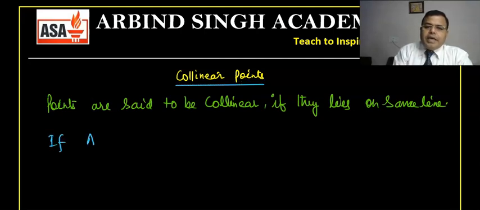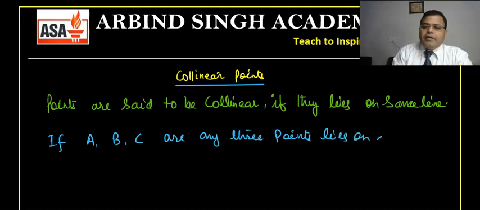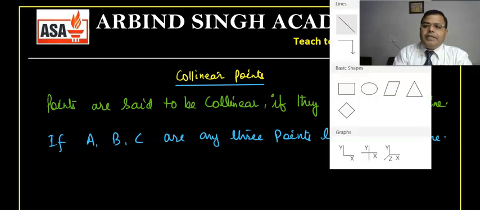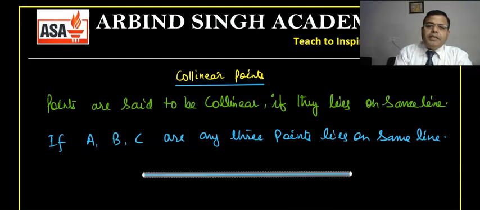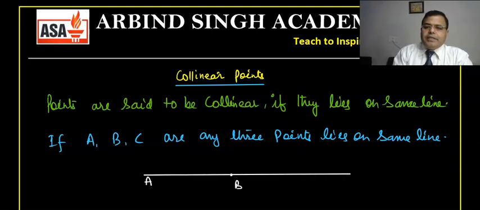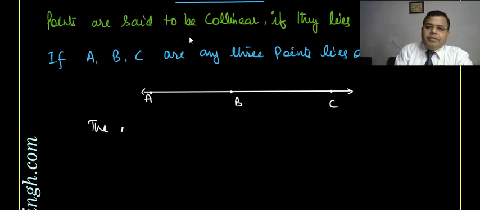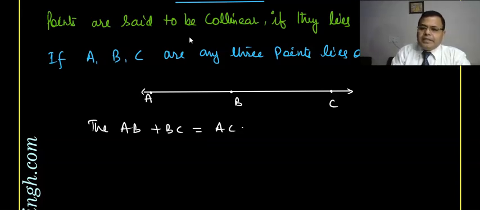First, if A, B, C are any three points that lie on the same line, then what will happen? There must be a relation. This is point A, this is point B, and this is somewhere point C, right? There must be the relationship AB plus BC is equal to AC. The distance of AB plus the distance of BC must be equal to AC. This is called the linear relationship between these three points.